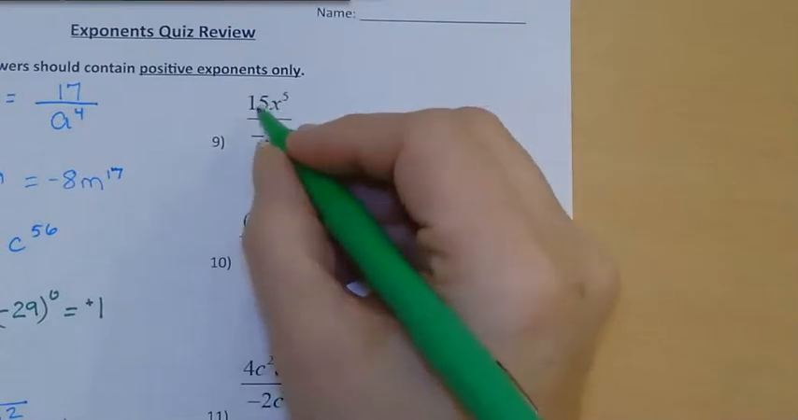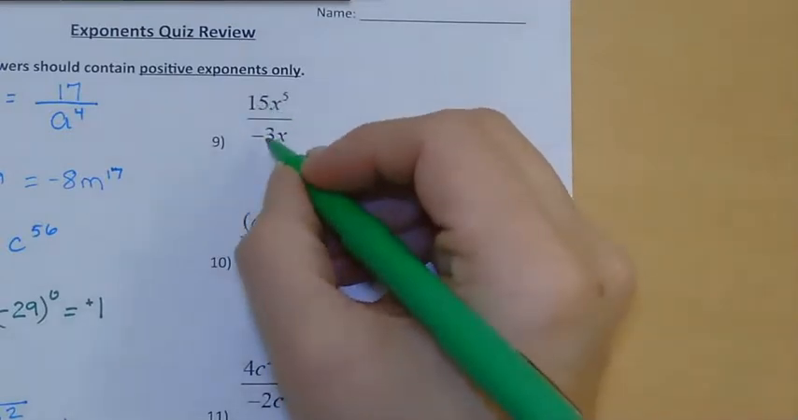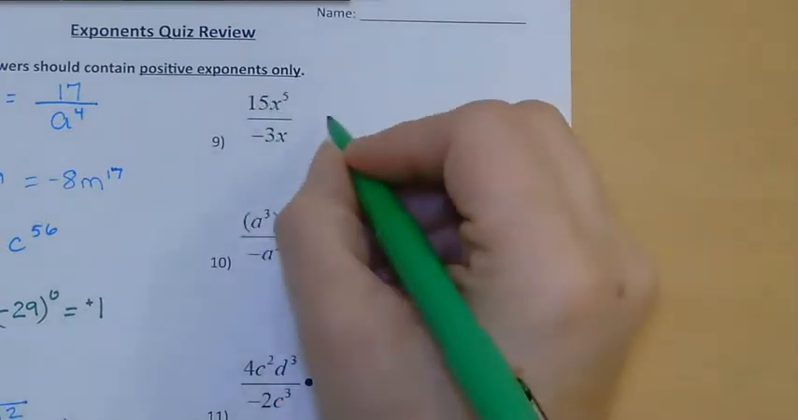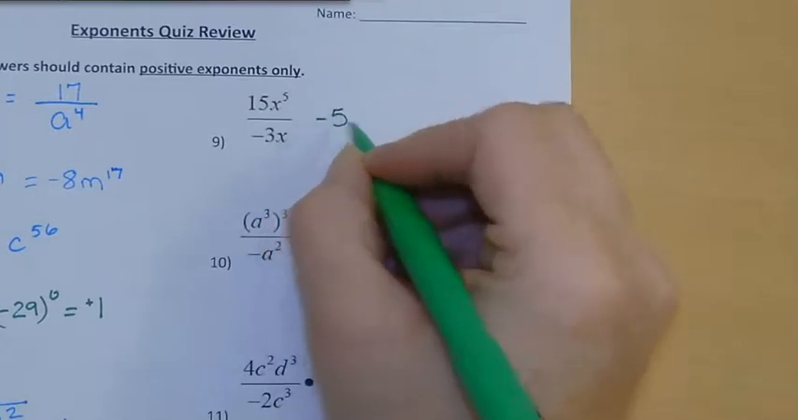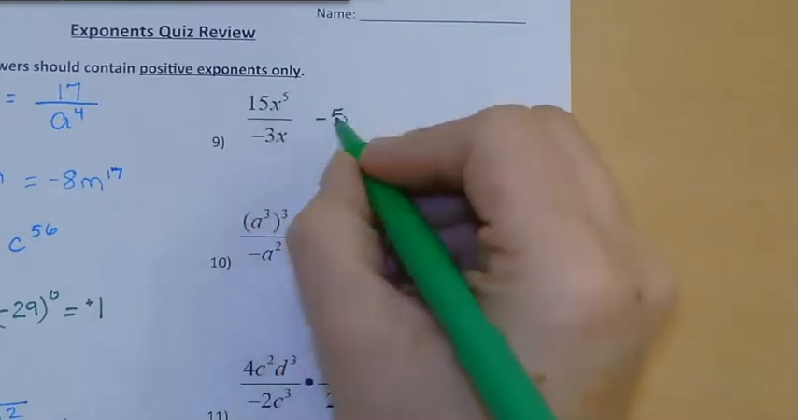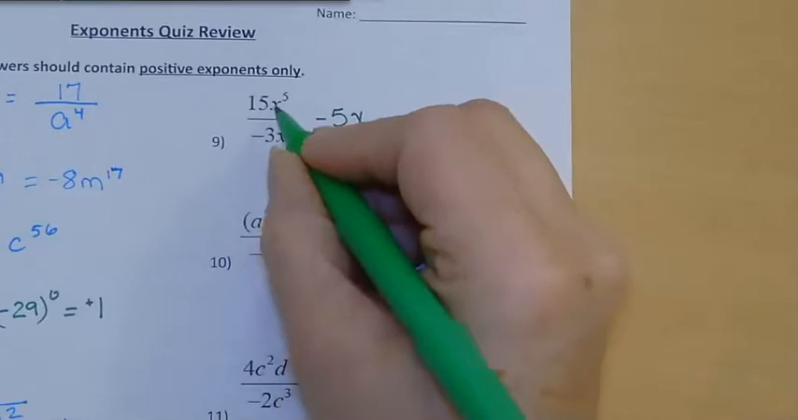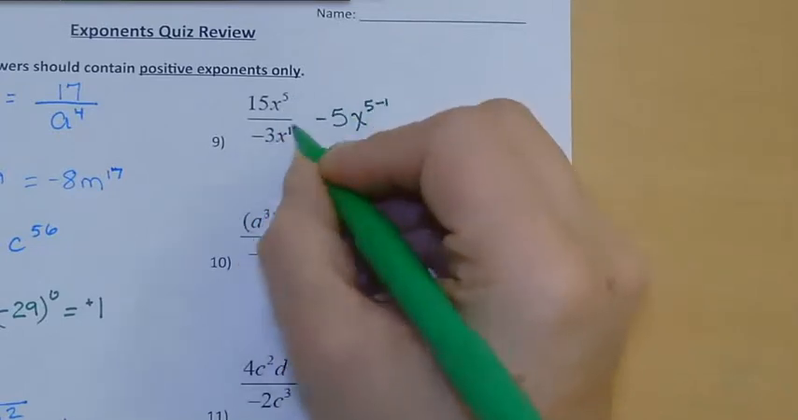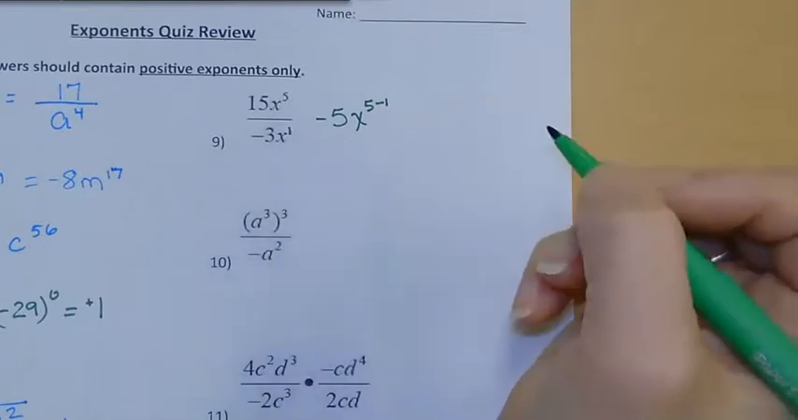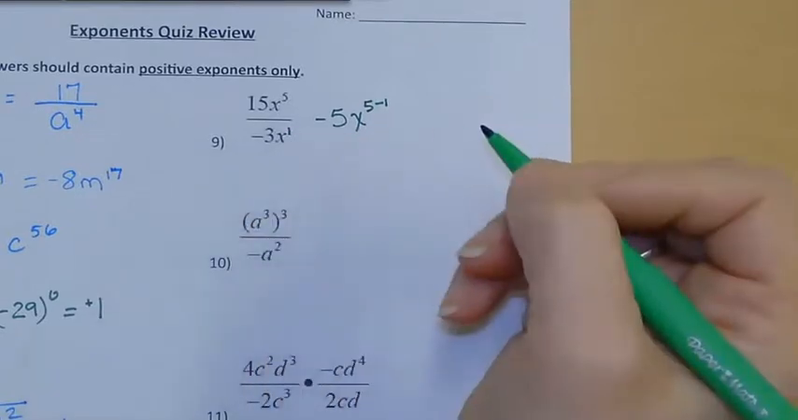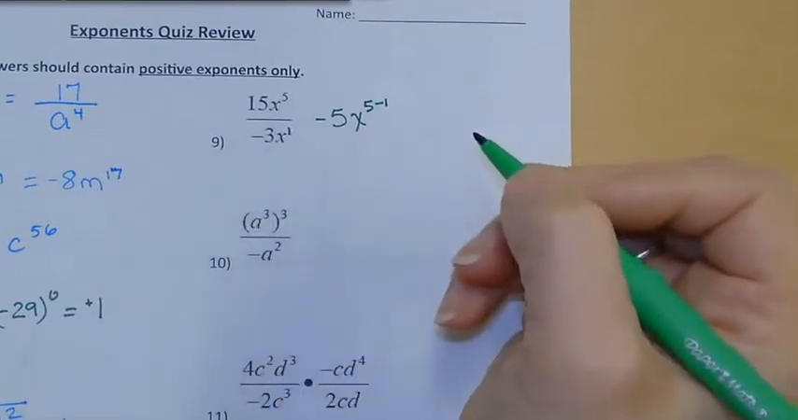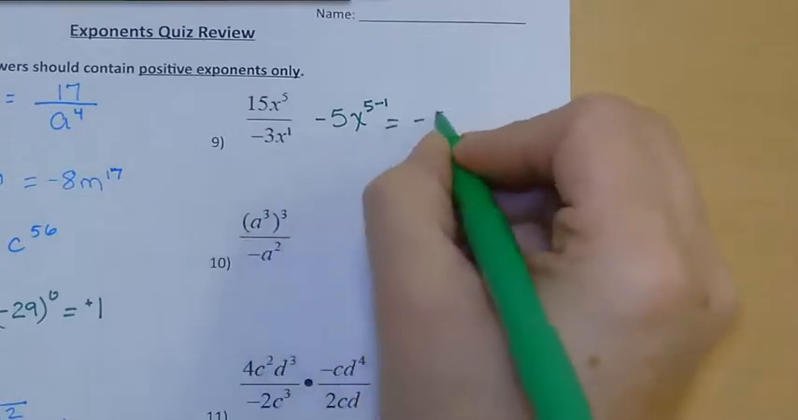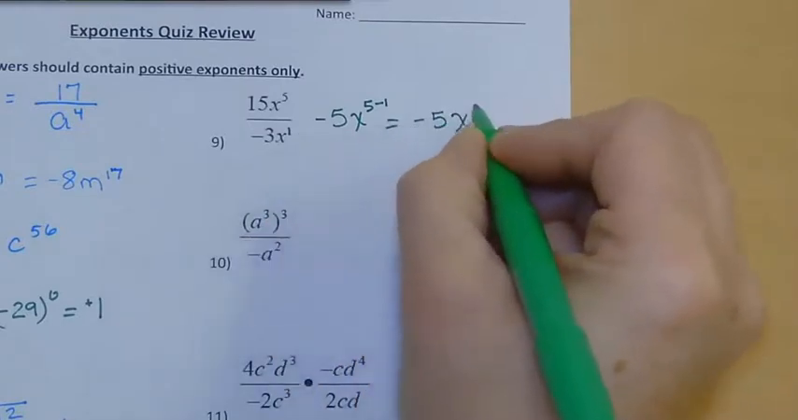So I can simplify my coefficients. 15 divided by negative 3 is negative 5. And if I use my algorithm, I know that my variables will be x to the 5th minus 1, because that invisible exponent on that x is just a single positive 1. This equals negative 5 times x to the 4th power.